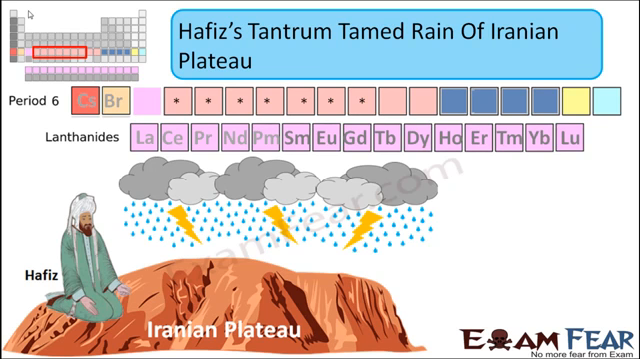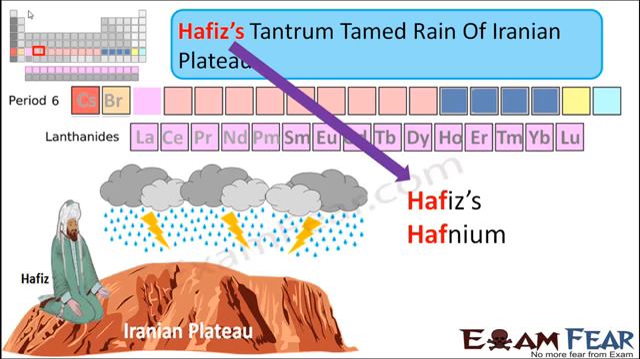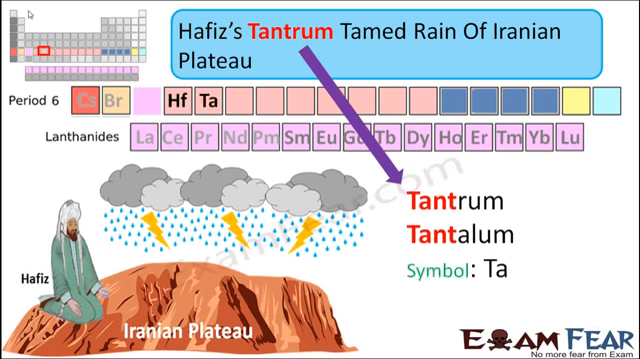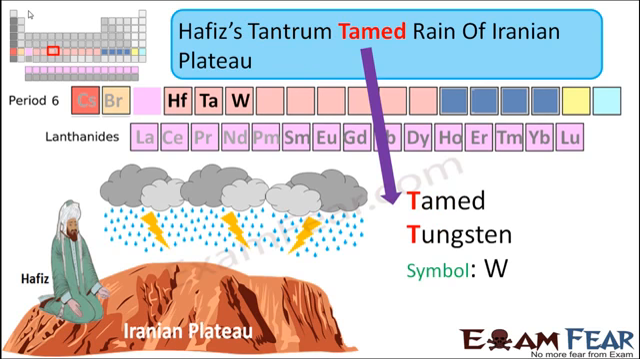Now please remember to spend some time on each slide trying to focus on the image, because if you look at the image very carefully, that image will be there in your mind, and that will help you to remember the tip more easily. So here Hafiz reminds us of hafnium, tantrum for tantalum, tamed for tungsten. Now here an interesting thing is, though tungsten starts with T, the symbol is W.